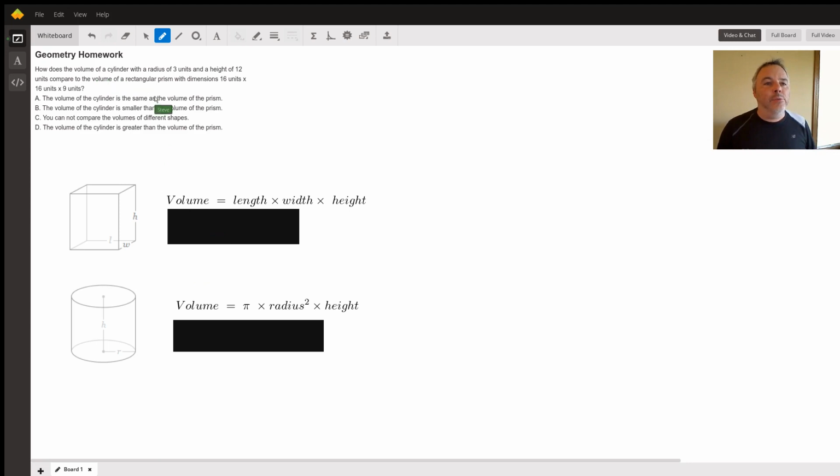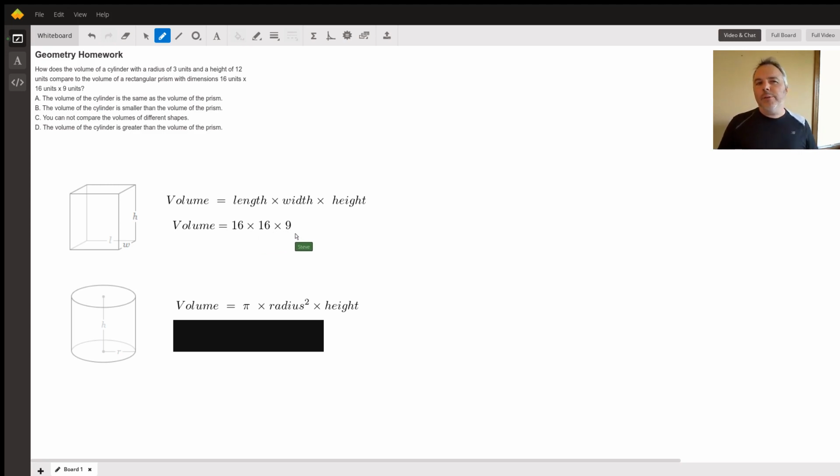So for the rectangular prism, all we need to do is substitute in the units that they gave us, dimensions of 16 by 16 by 9. So which is length and width and height, really doesn't matter, because when you're looking at the volume, you just multiply these together. I'm going to leave that as an exercise to you. Get out your calculators and do that.